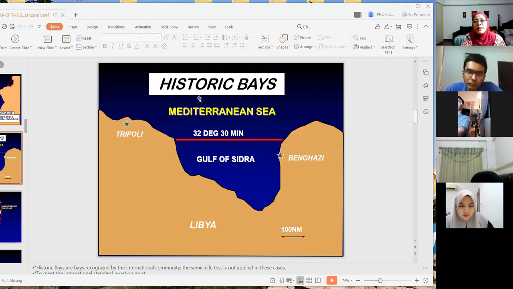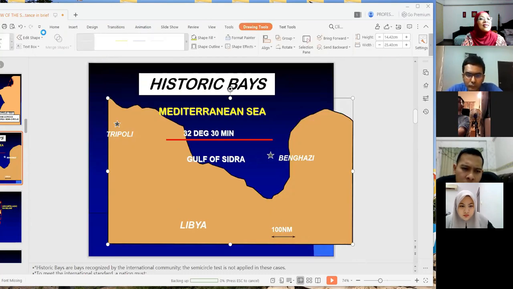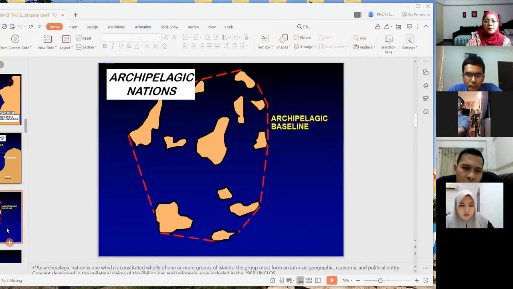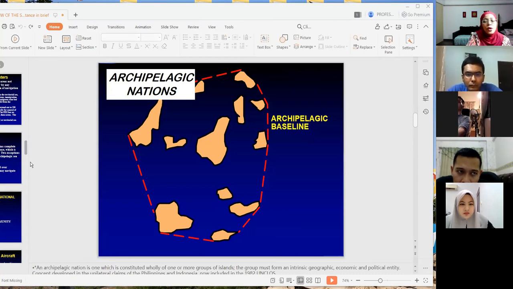This is the Gulf of Sidra, 32, 33, altogether the measurement. So you see, it's more than what is allowed. But then because in history, Tripoli and Benghazi has always been in one country. Sorry, it moved just now. Okay, move the object, move it back. Archipelagic nation. So everything you have to look into the baseline first.